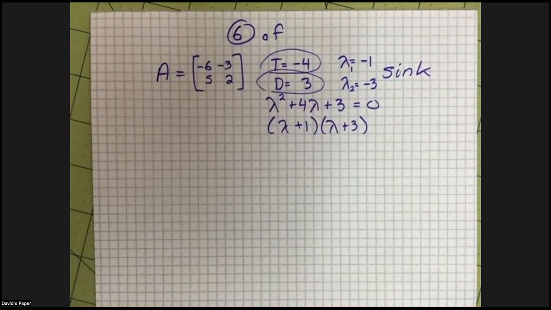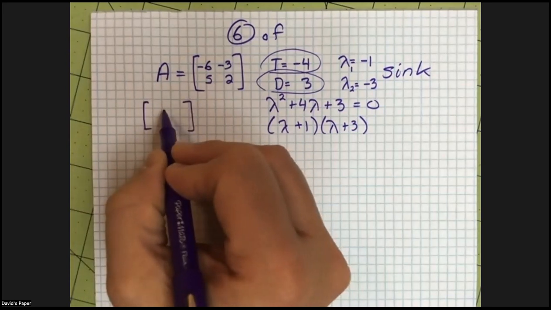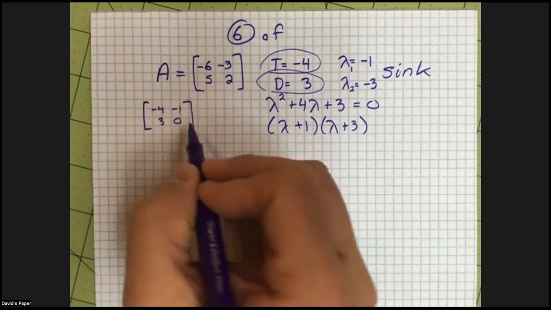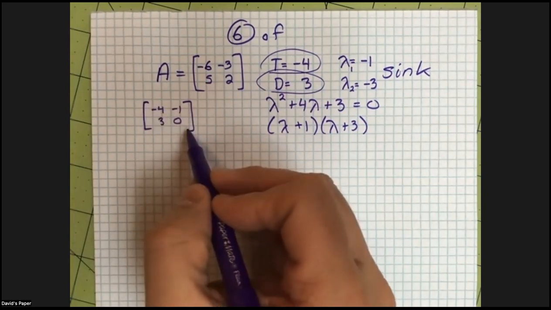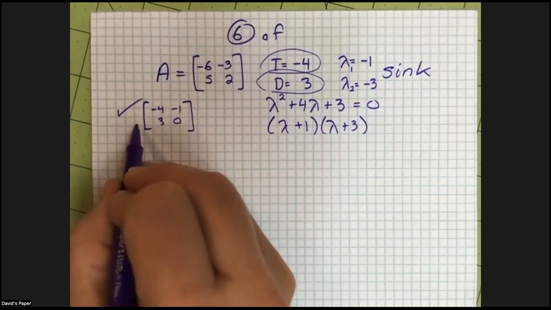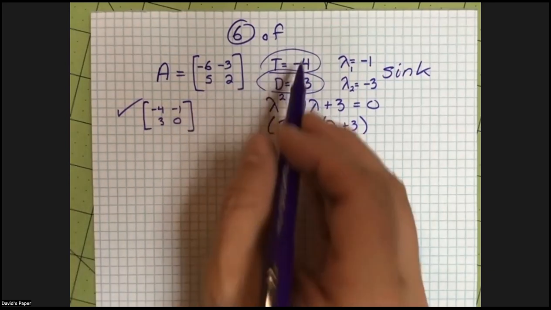it might work. Now I'm checking the suggestion in the chat too. The suggestion in the chat was -4, -1, 3, 0. That has a trace of -4, no doubt. And it has a determinant of +3, no doubt. So this would work too. There are many systems that have this trace and determinant.